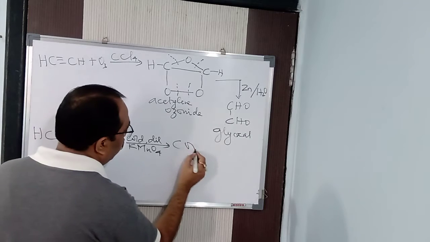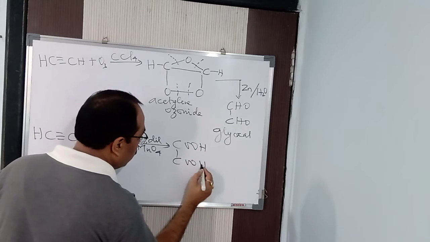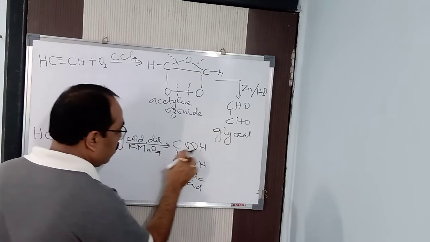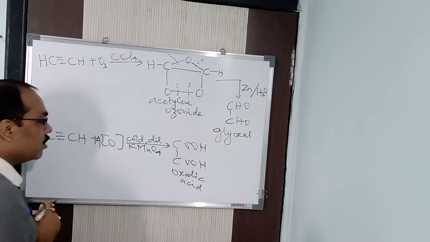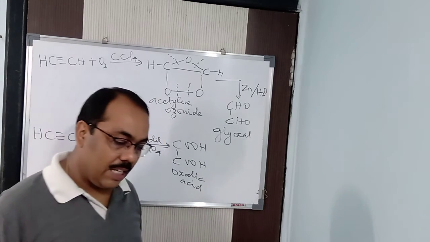So in this way you will be getting one carbon, that is COOH, another carbon also COOH. What is this called? Oxalic acid. Now you balance it, you see how many oxygen is required? 4, so you write it here, 4 nascent oxygen. Alright? In this way you will be getting oxalic acid.